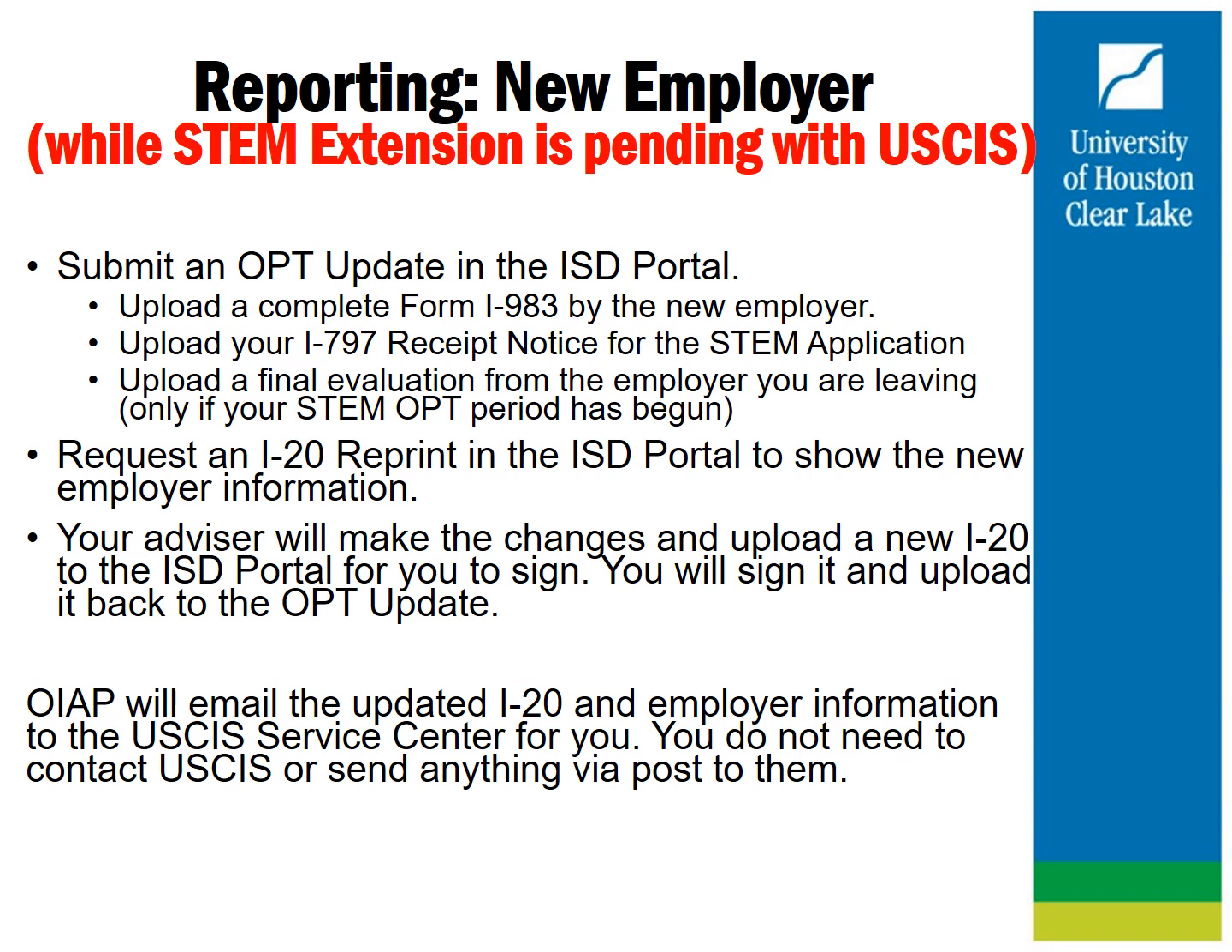If changing employers during the time you have a STEM OPT extension application pending with USCIS, you should complete an OPT update in the ISD Portal. Submit a completed Form I-983 in the ISD Portal with the new employer information and upload a copy of your I-797 receipt notice. You should also request an I-20 reprint so that we can provide you with your updated I-20.